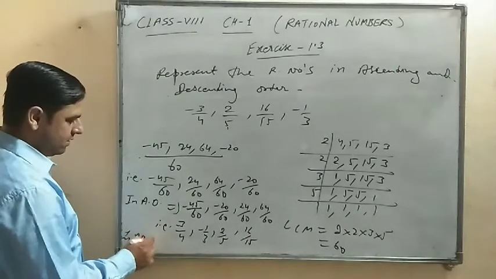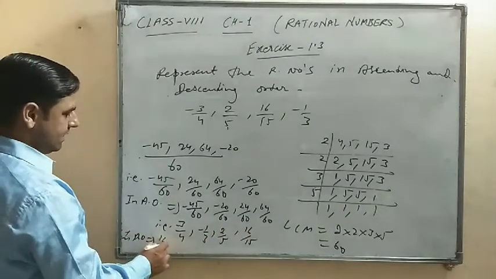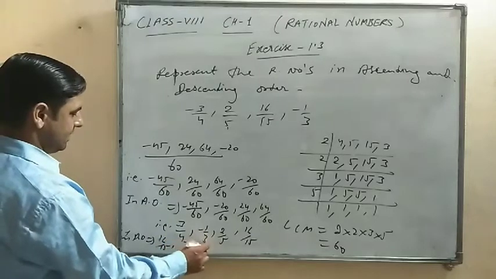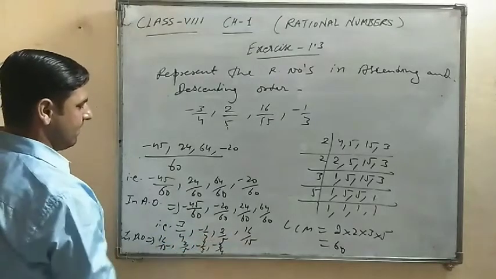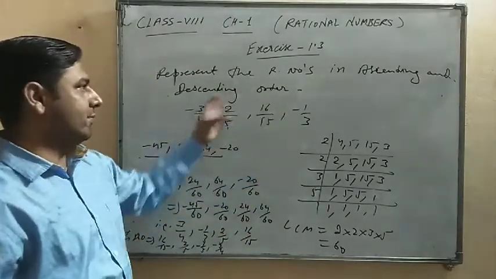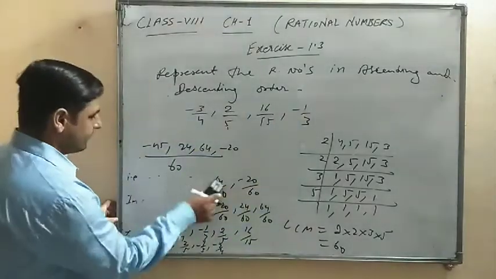you can write easily. So biggest number is 16 by 15 and 2 by 5, then minus 1 by 3, then minus 3 by 5. So by this method you can represent ascending and descending order of rational numbers.